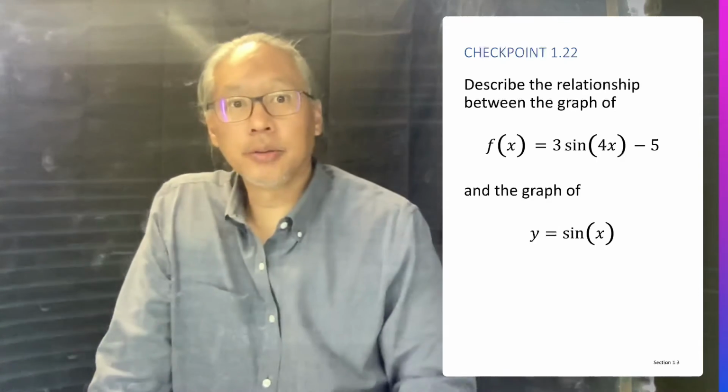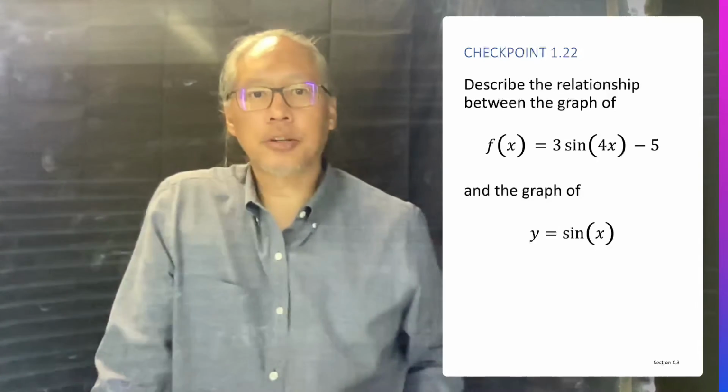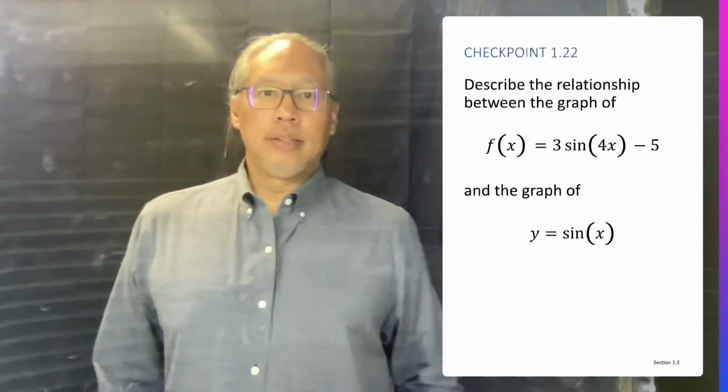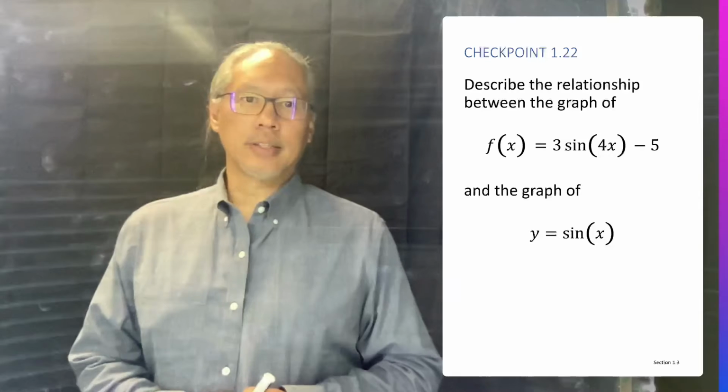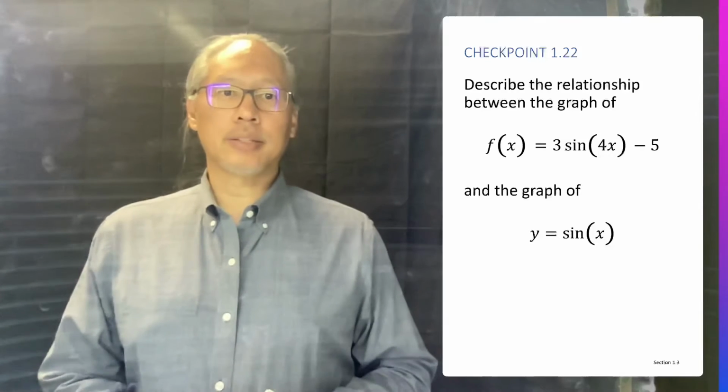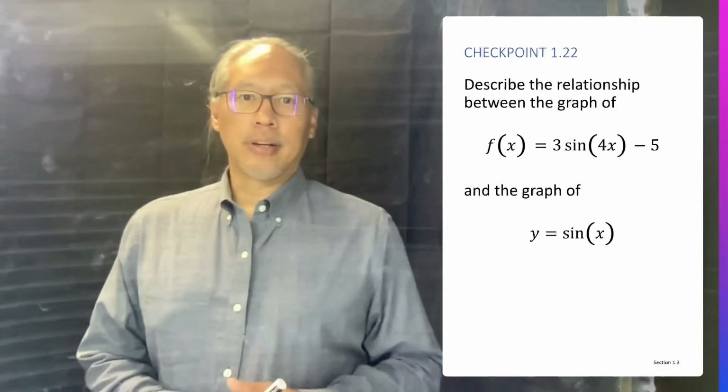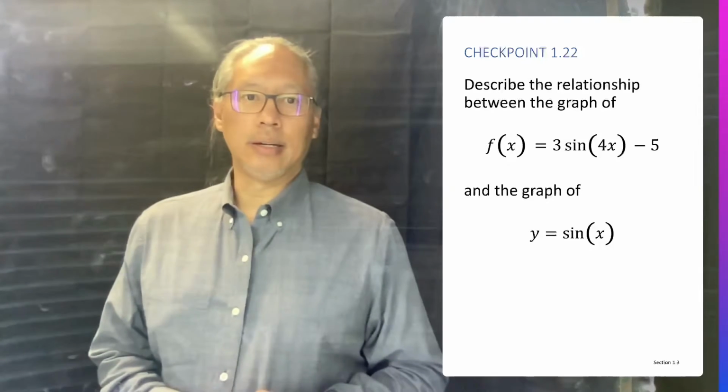Hello, we're doing checkpoint 1.22 from section 1.3. They want us to describe the relationship of the graphs of f of x equals 3 sine 4x minus 5 and compare that with sine x.